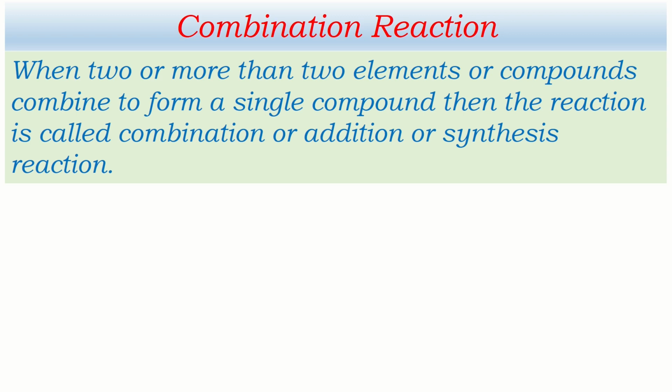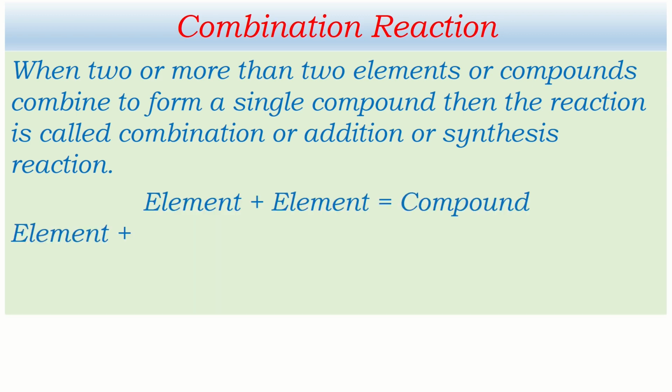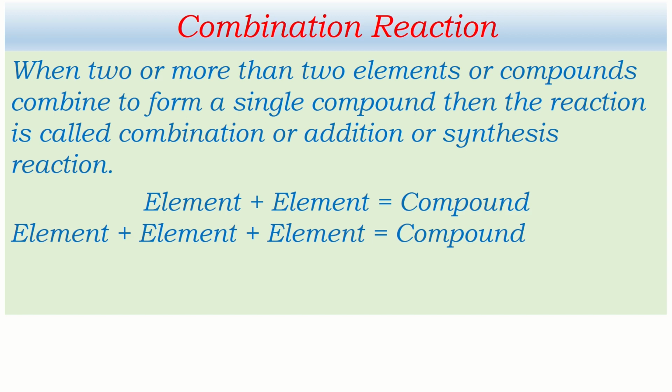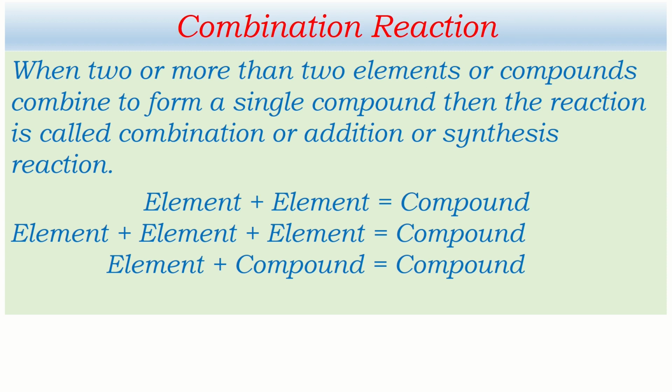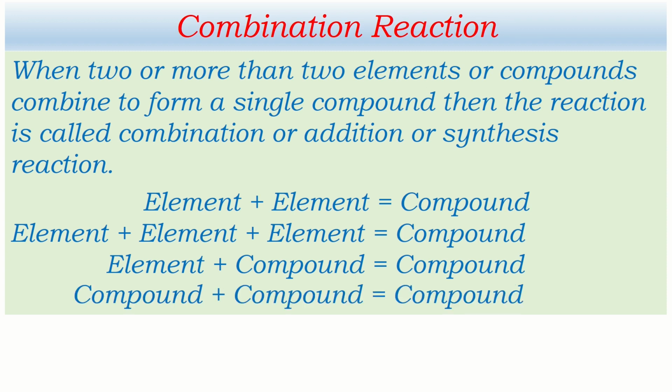What it means exactly is its structure is like this. Maybe an element is combined with another element, or maybe three elements are combined with each other to form a compound, or maybe an element combined with a compound to form a new compound, or maybe two compounds or more than two compounds form one single compound. What it means? There are many reactants, maybe two or more than two, but the product is only one.